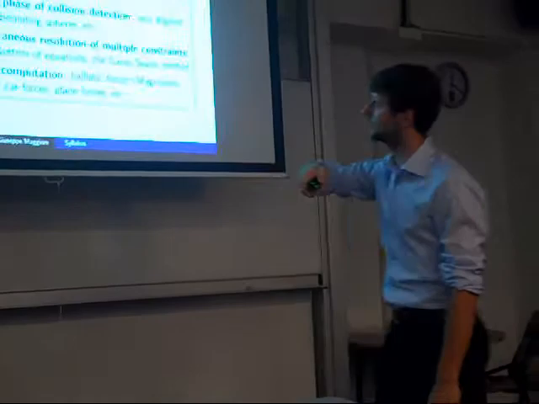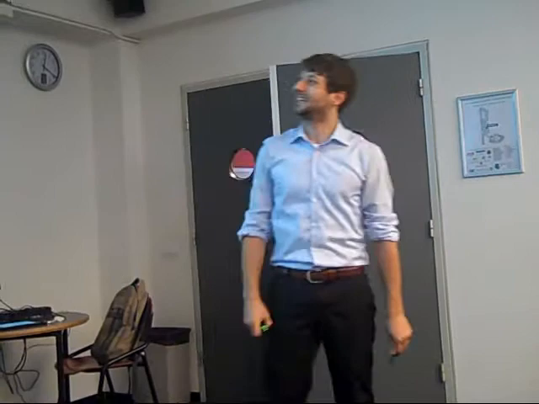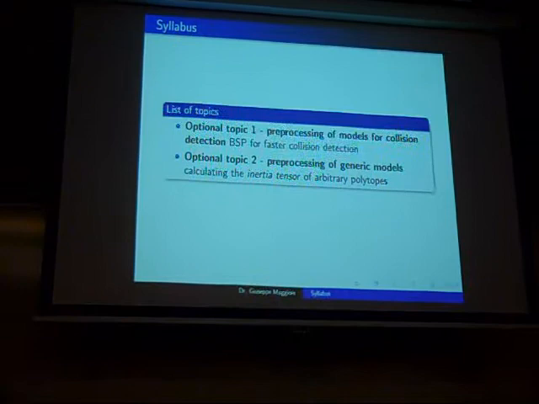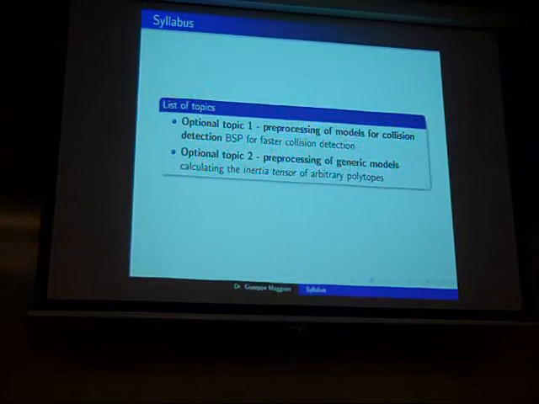Sorry, that's a lie. If we get the time, and I'm trying to squeeze this in anyway, because this is interesting, at least to know that these topics exist, if you ever need to study them, I'm going to talk about what kind of pre-processing you do of models for making collision detection faster, and how you can compute the inertia tensor, the tendency of an object to rotate around its center of mass, of an arbitrary mesh. So we'll try to show you these things.